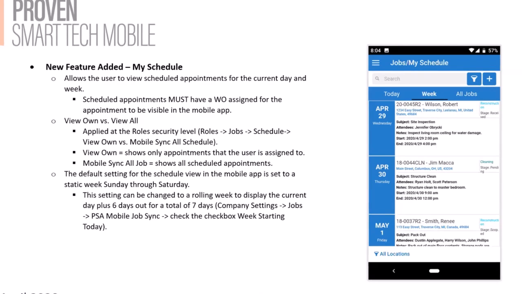Just a side note, in order for scheduled appointments to be visible in the mobile app, they do have to be job related, meaning that the appointment must be assigned to a work order in order for it to be visible. Now, these work orders do not have to be detailed. They simply just need to be attached to the appointment in our schedule screen.